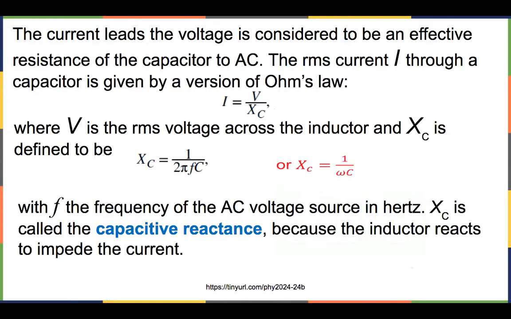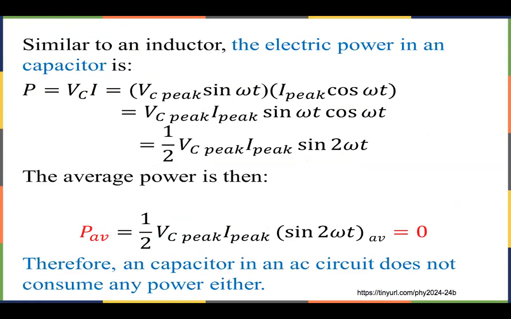For the current going through the capacitor, we'll be using the reactance of the capacitor, so we call it capacitive reactance. In this case, X sub C, C denotes capacitor, equals 1 over 2 pi F times C, compared to an inductor, so a different expression here. If we look at the average power for a capacitor, it turns out to be equal to 0. So again, the capacitor doesn't consume any power in the circuit.